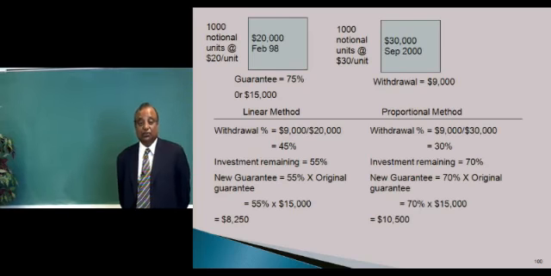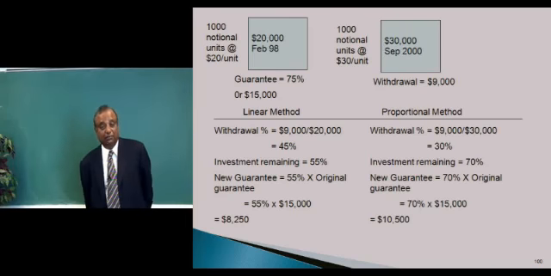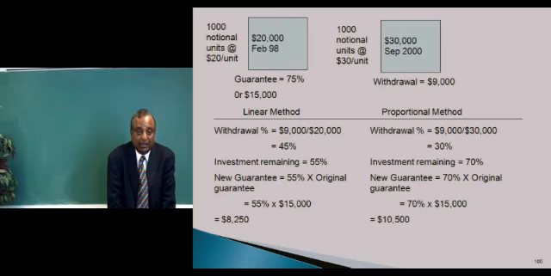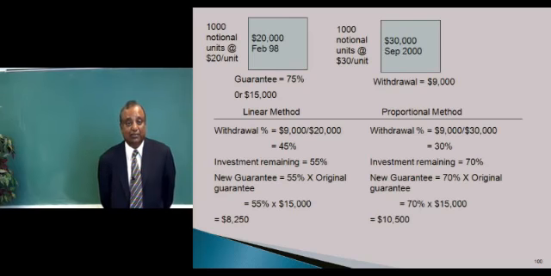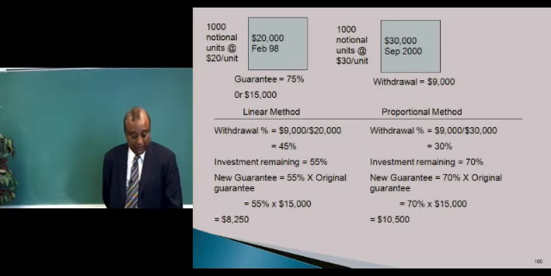Now, you don't have a choice. The information folder will tell you which of these methods will be used in case you make a withdrawal. You don't have a choice really. But because there are two methods, you need to understand both. Usually the proportional method will give you a higher guarantee figure if the value of the fund has increased. If the value of the fund has decreased, the linear method will give you a better guarantee.